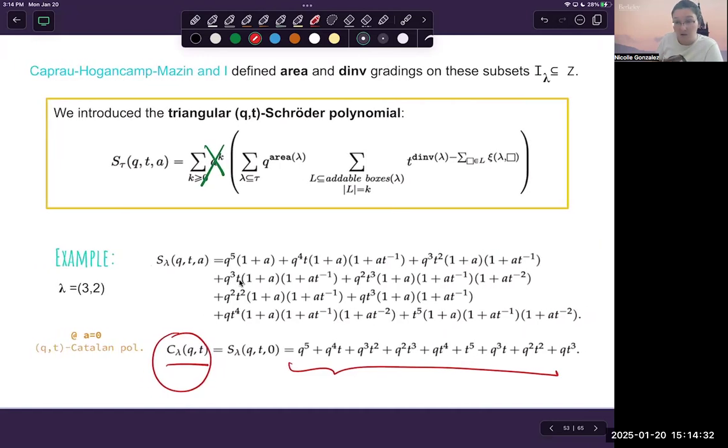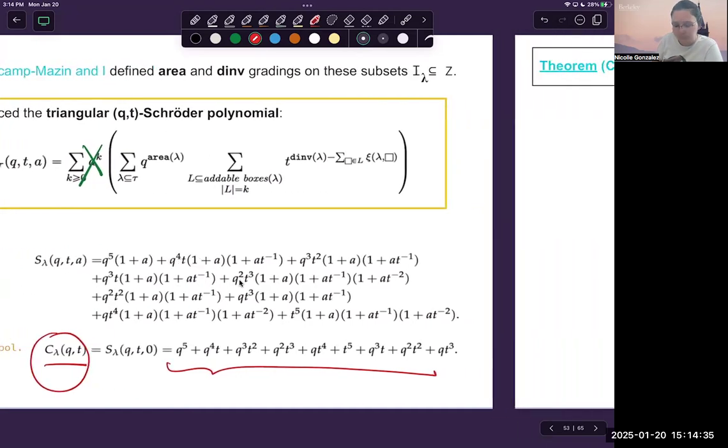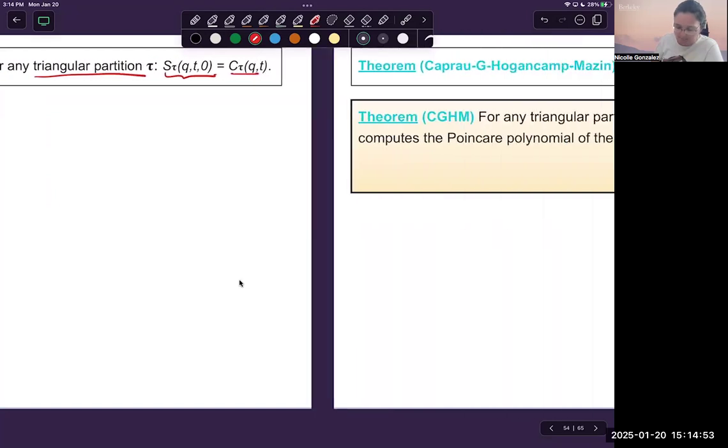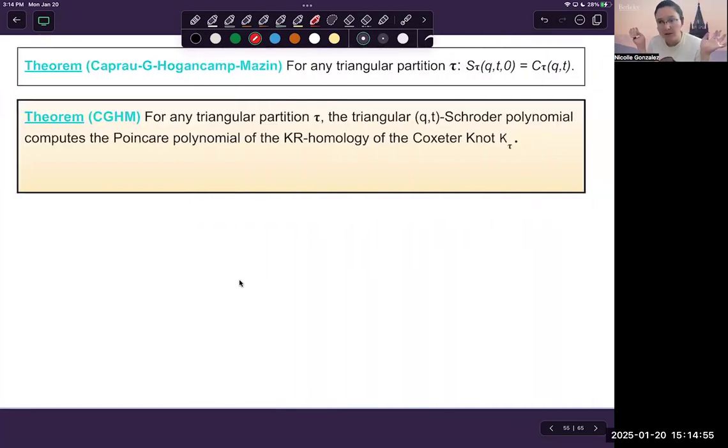Now, how does this relate to knot theory? Well, let me tell you. So first of all, like I mentioned, in general, this is true for any triangular partition. These polynomials, when you set the A variable equal to 0, you recover the QT Catalan polynomials. Great. It generalizes the correct thing. Second, whenever you give me any triangular partition, any partition where you can pick the line to be a straight line, then these polynomials that we define, these QT Schroeder polynomials, actually compute this Poincare polynomial that was coming from the knot homology side, right?